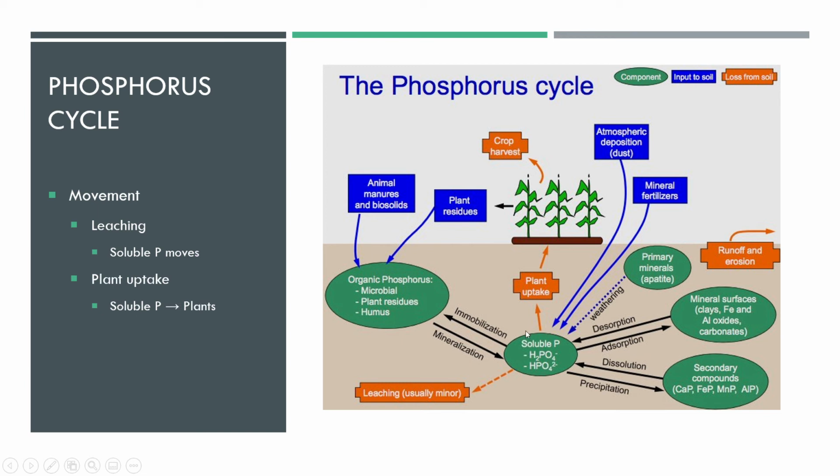Plant uptake is when plants are going to take up through their roots the soluble P. This is going to be the useful stuff. This is going to be like a fertilizer for them. They're going to want this stuff. They're going to want to take that phosphorus.